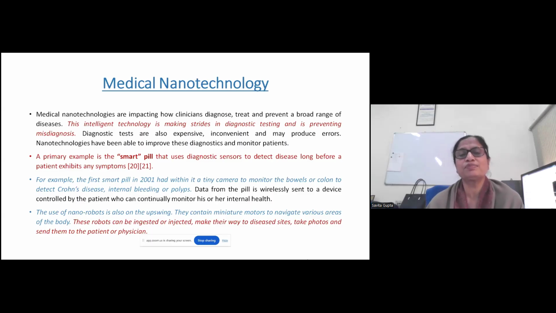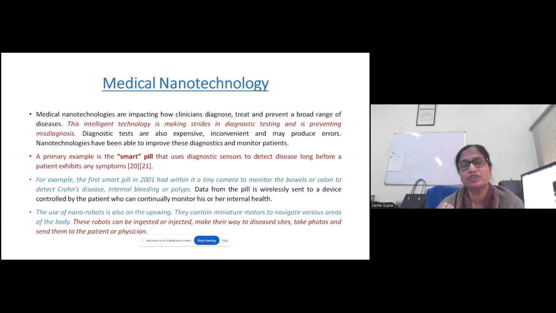In 2001, the first smart pill was discovered with a tiny camera to monitor the bowels and colon to detect Crohn's disease. Crohn's disease is very prevalent in the Indian population and worldwide. It is due to inflammation in the intestine. There are many problems in stool testing. So smart toilets are already in place where stool samples can be taken and analyzed in real time to detect any bacteria.